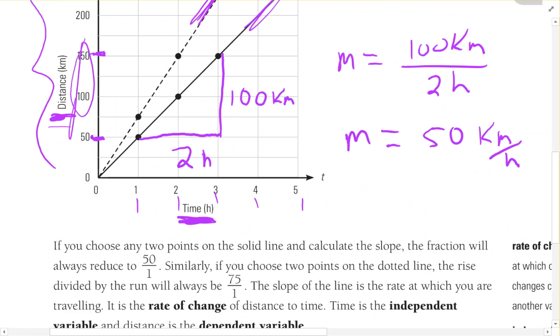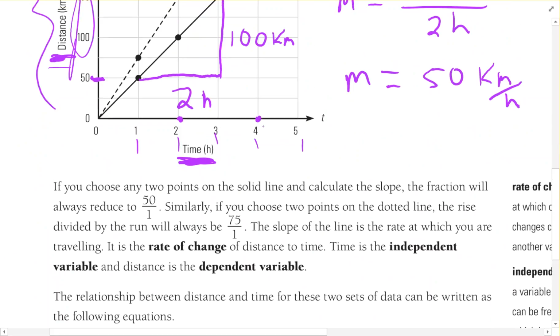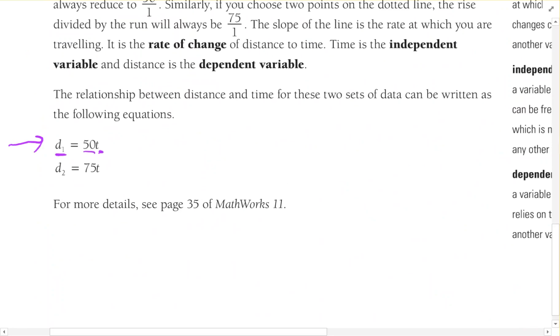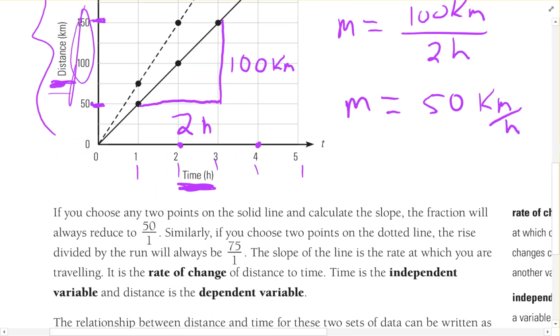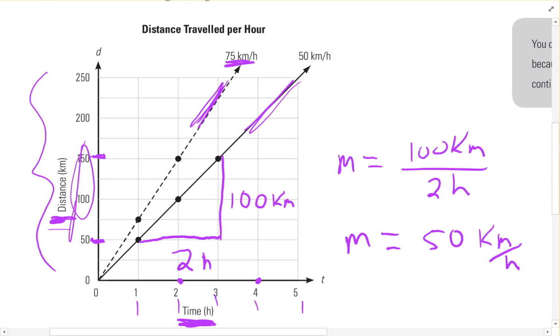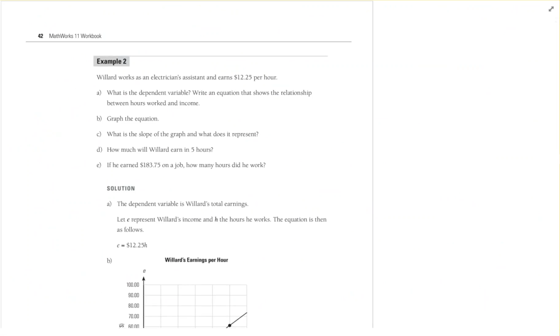So if I wanted to figure out how far I went at any point in that graph, let's say I wanted to figure out how far I went after 2 seconds. Well then, actually let's do another time. Let's say I wanted to figure out how far I was going after 4 seconds. Well then I would just go D is equal to 50 times 4. So after 4 seconds I'd have gone 200 kilometers. So that's kind of what that means. And then the next, D2, again, that's just your slope or your velocity for the second line.